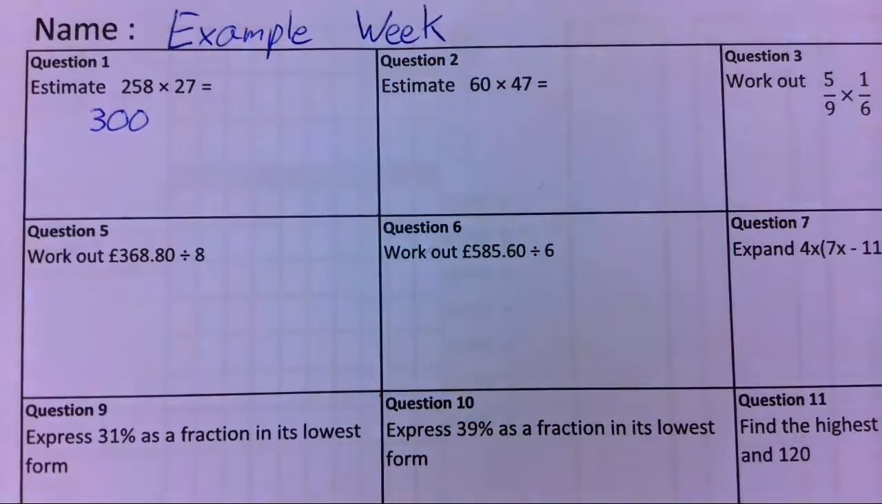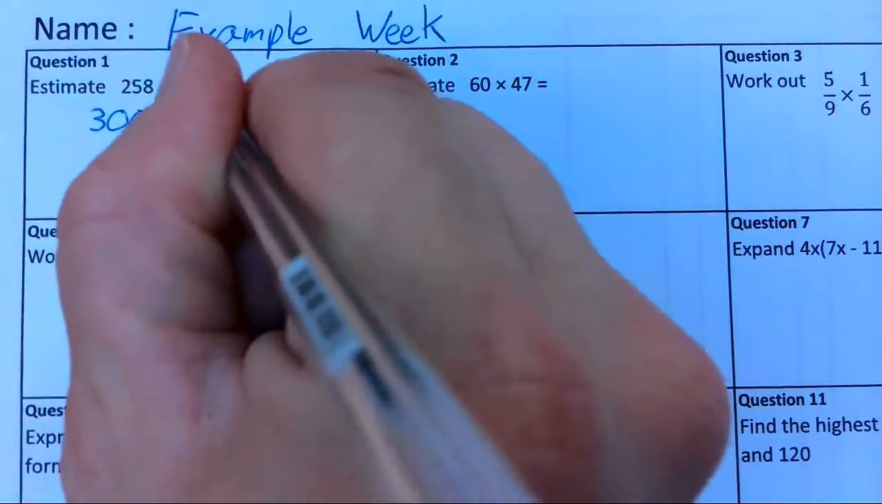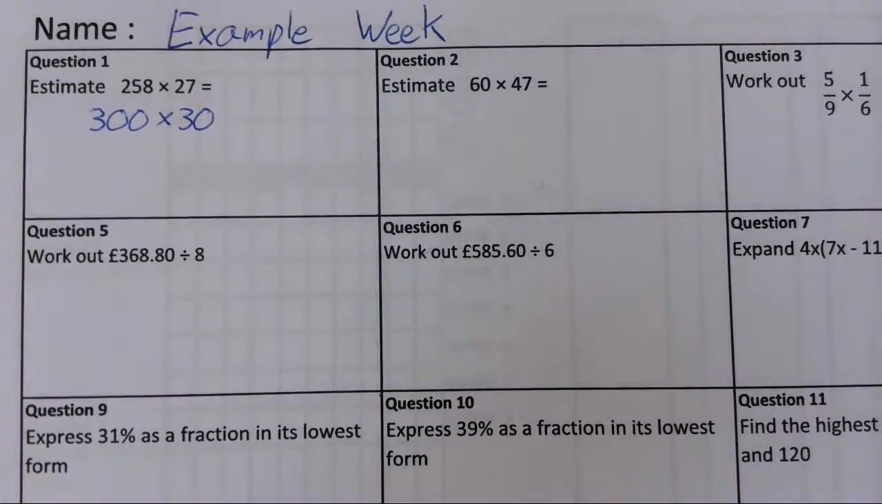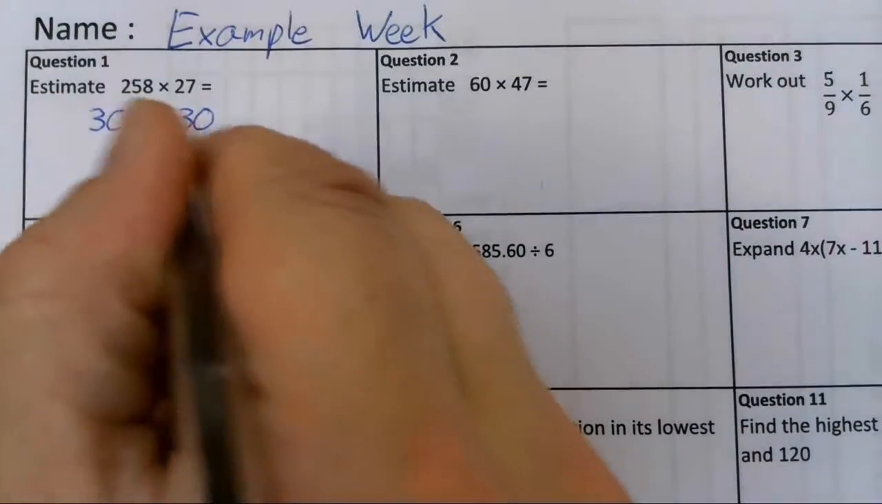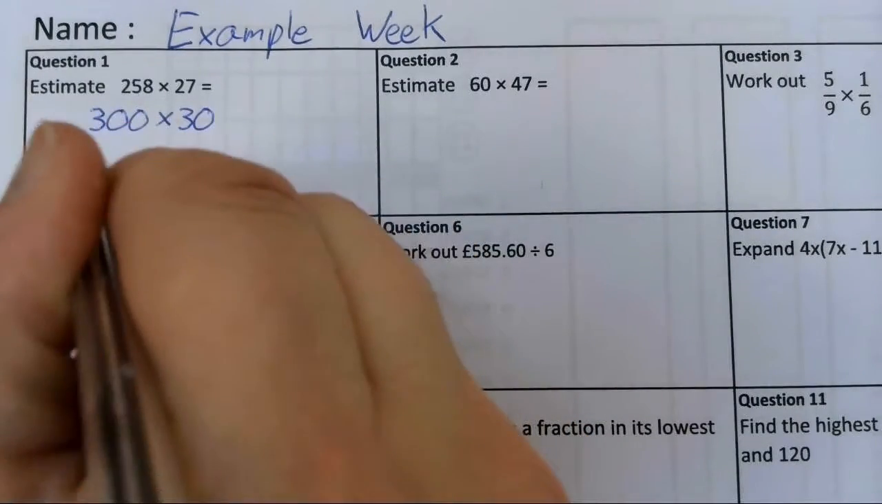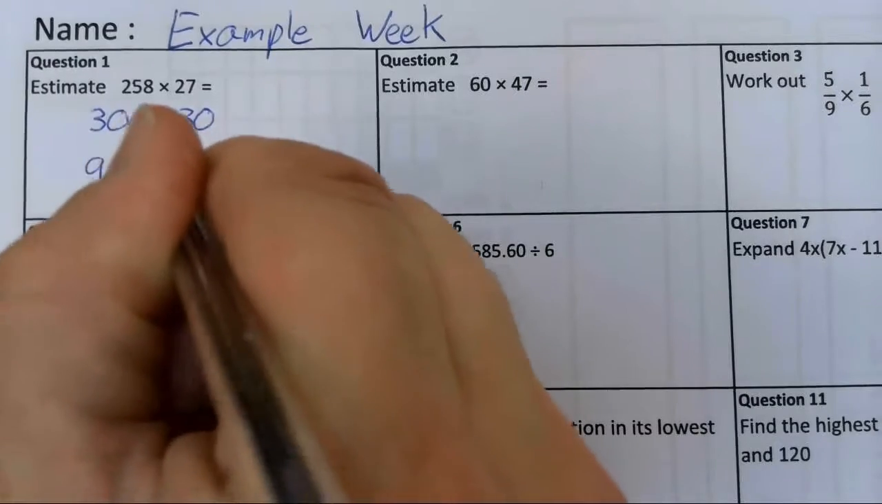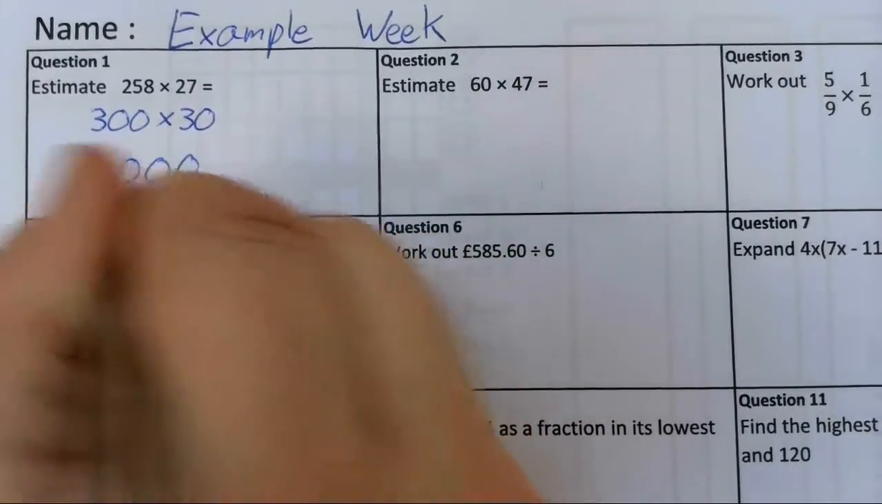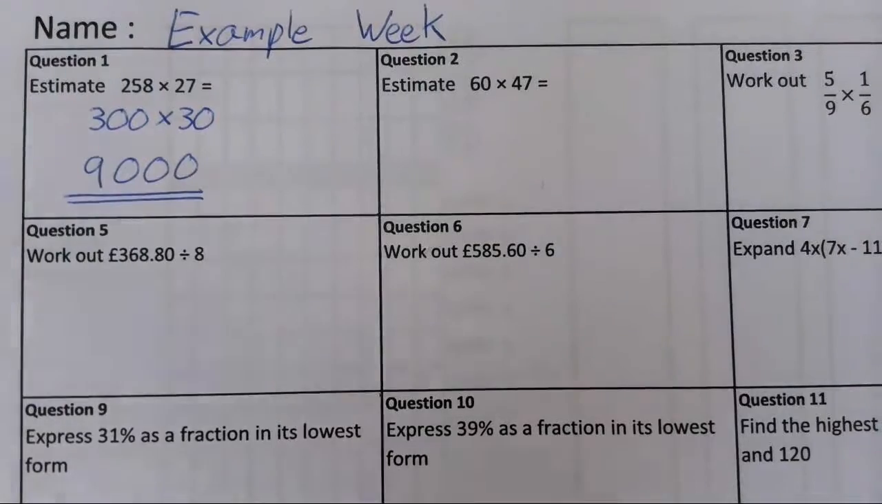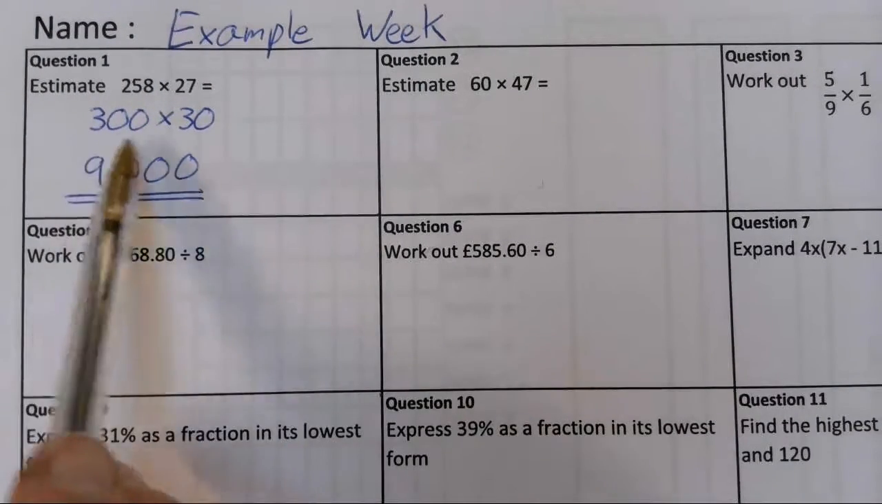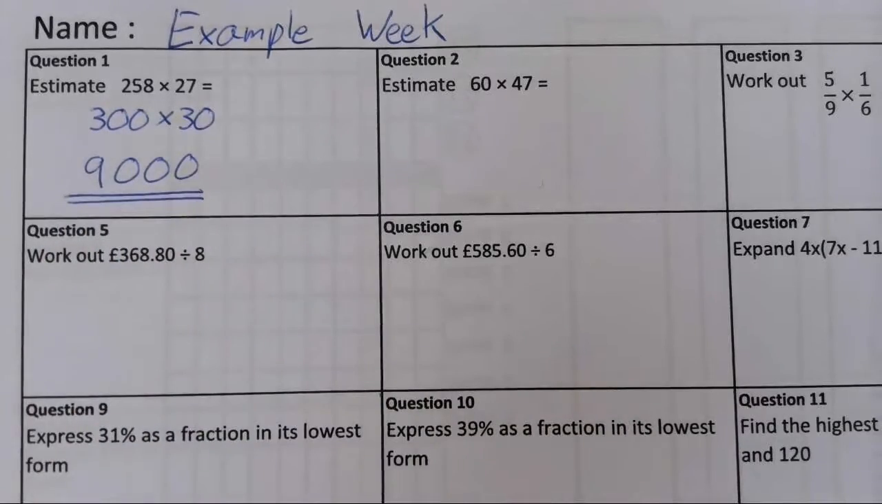So this I'm going to round to one significant figure, which would be 300. And I'm going to times that by this, rounded to one significant figure, which is 30. So I've got 300 times 30. I'm going to multiply those 3's, which gives me 9, and then I'm going to add on the 3 zeros, and that's your answer. It's an estimate, it's not exact, but you do need to show this working out here.